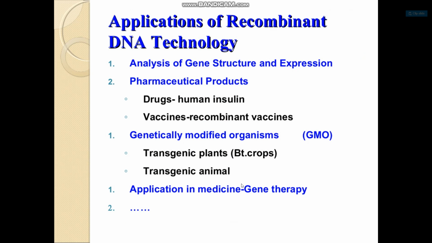So these are the applications of recombinant DNA technology: analysis of gene structure and expression, pharmaceutical products like drugs, for example human insulin, and another one, vaccines, recombinant vaccines. First one, genetically modified organism, GMO. First, transgenic plants. Second, transgenic animals.